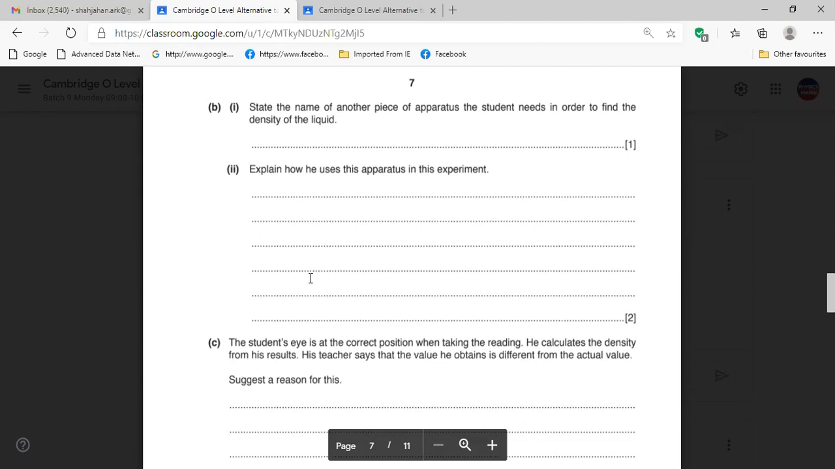Then you read, Ifaz, this part, B2. Explain how he uses this apparatus in this experiment. So they are asking about the balance, right? How the balance is used to get the mass. So first we will find the mass of the empty beaker, then the total mass, then we will subtract them to get the liquid mass.